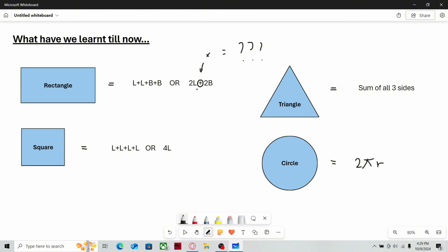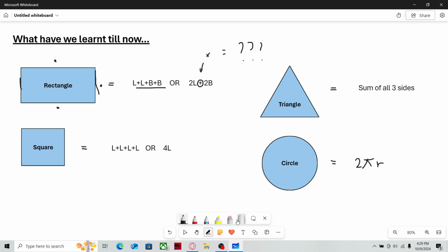So adding all sides means what? Now if you look at this formula, 2 times the length: if you know this length, you can simply multiply it by 2 and you'll get this length and this length together, the total of those two lengths. And 2 times the breadth means if you have one breadth, you can multiply it by 2 and you'll get this and this together. If you add both of them, you will still get the same perimeter, using this formula.